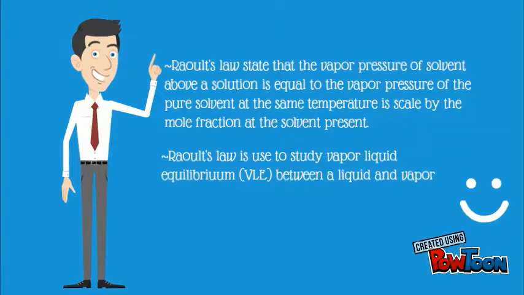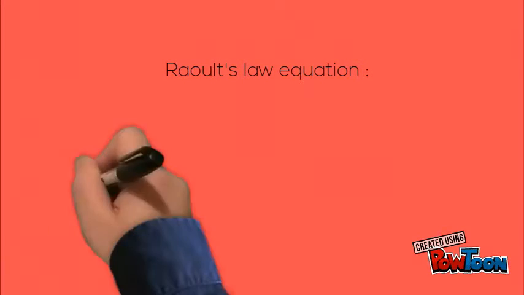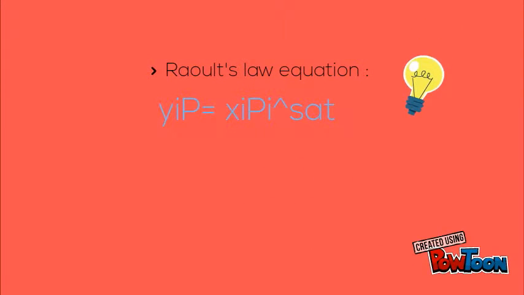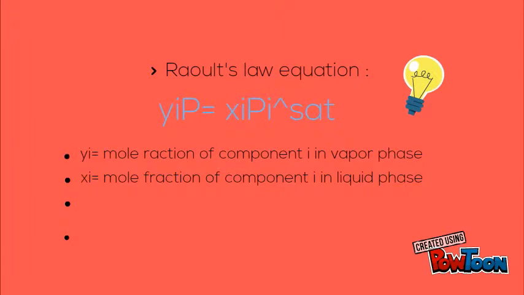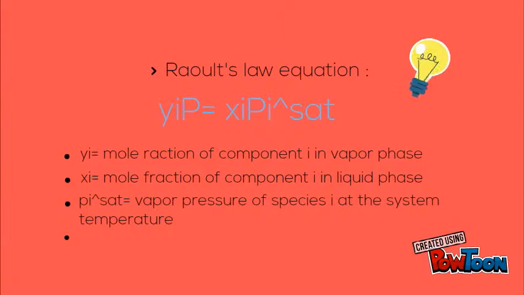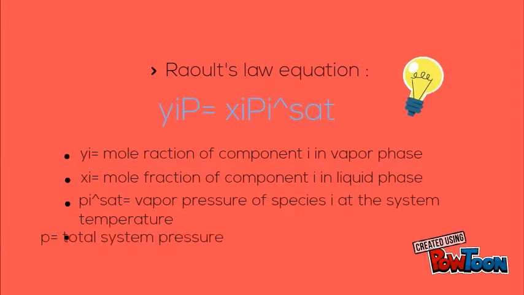The equation is yi P equals xi Pi sat, where yi is the mole fraction of component i in the vapor phase, xi is the mole fraction of component i in the liquid phase, Pi sat is the vapor pressure of pure species i at the system temperature, where P is the total system pressure.